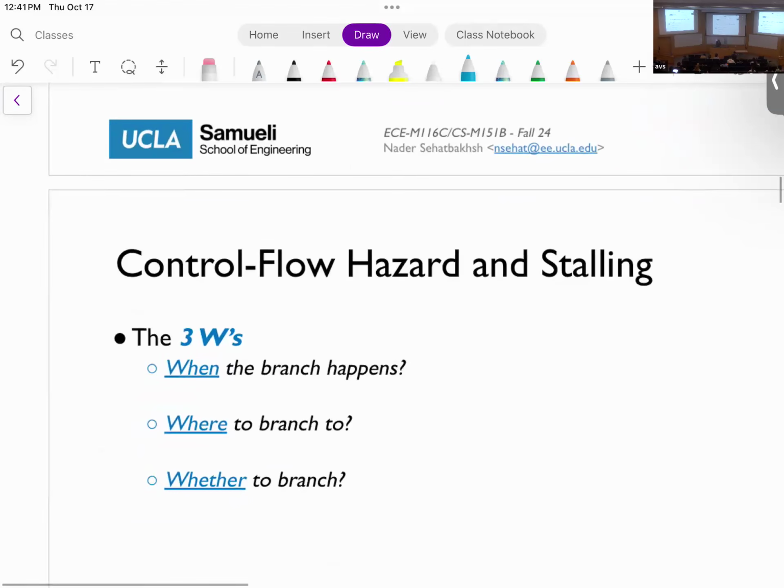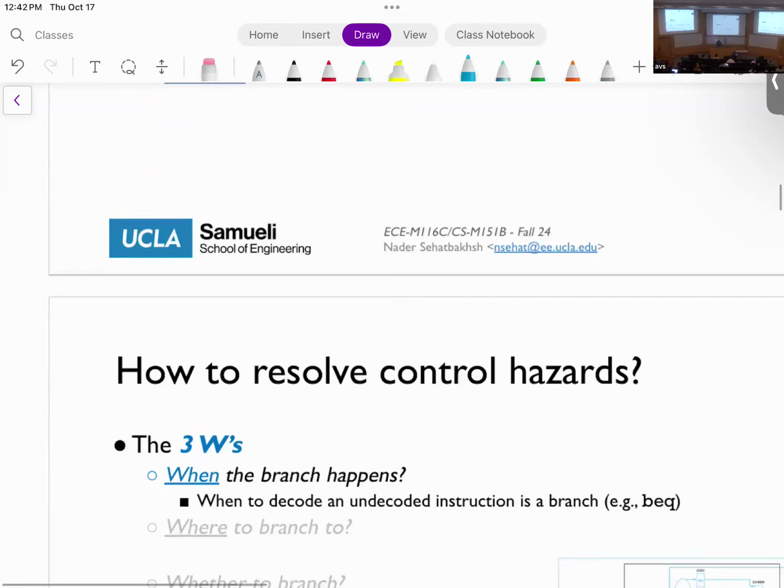Kind of true. So to actually systematically answer this, there is this thing we call the 3 W's. In order to answer the outcome of the branch, including how long we should stall and what we should do, we need to know these 3 things. The first question is when the branch happens. The second question is where the branch is going to, that is like PC plus offset. And the third question is whether the branch is going to be taken or not, because not all the branches need to be taken. Okay? So let's actually answer these 3 questions.